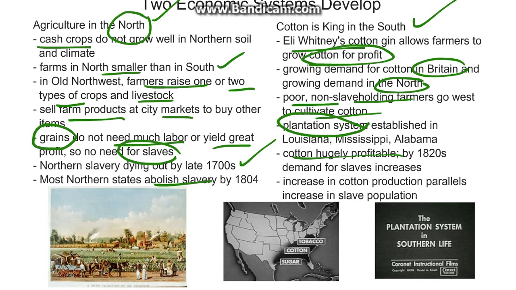Cotton becomes hugely profitable, and as cotton production increases, there's also going to be an increase in the slave population as the demand for slaves increases.